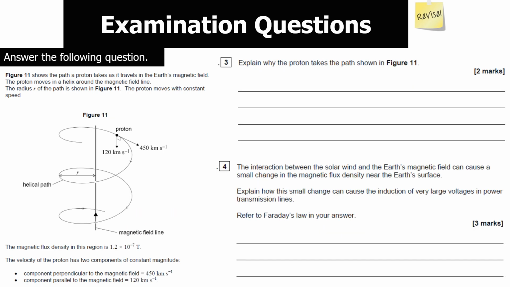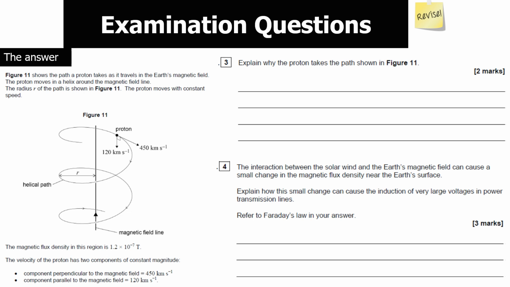The next question says, explain why the proton takes the path as shown in figure 11. Then, the interaction between the solar wind and the Earth's magnetic field can cause a small change in the magnetic flux density near the Earth's surface. Explain how this small change can cause the induction of very large voltages in power transmission lines. Refer to Faraday's law in your answer. Pause the video now, then unpause the video when you want to go through your answer.